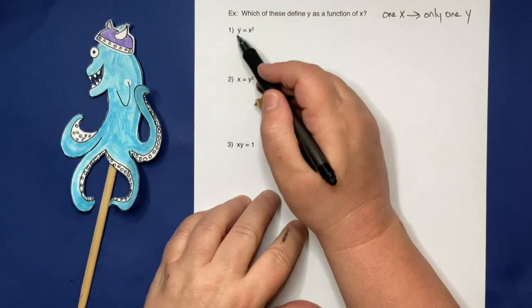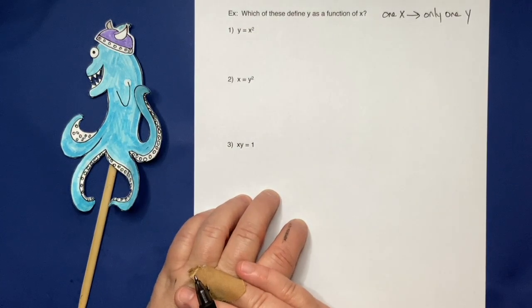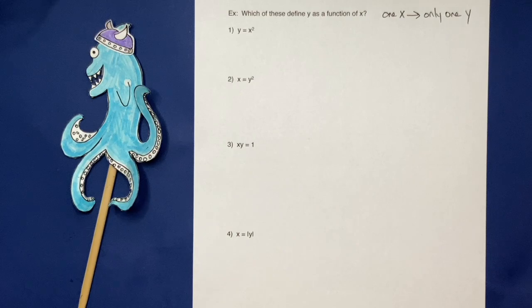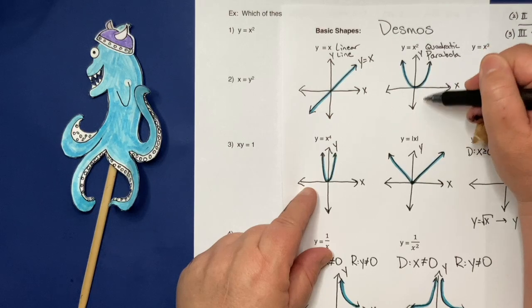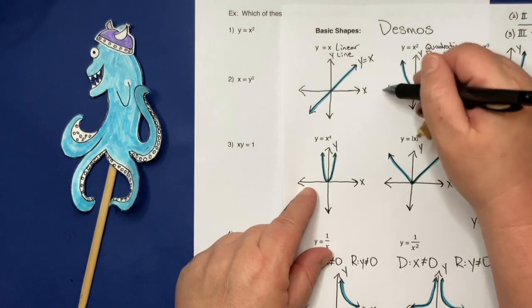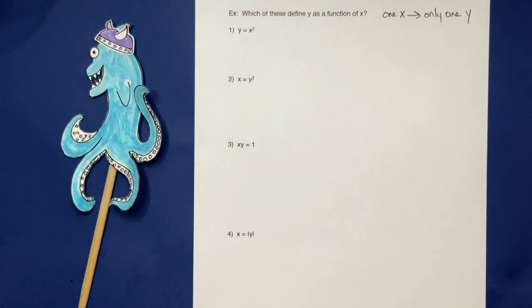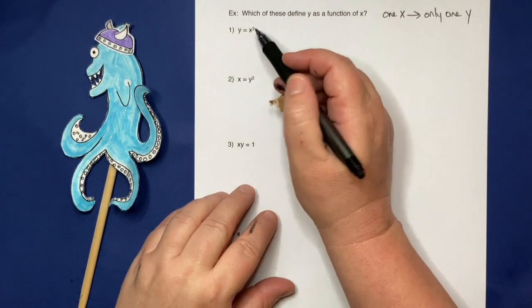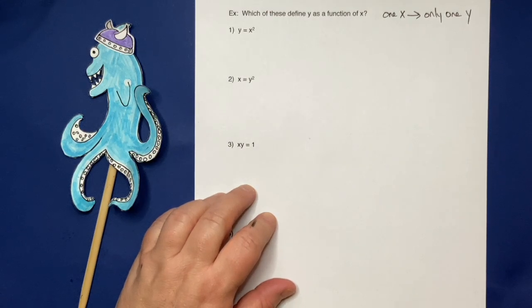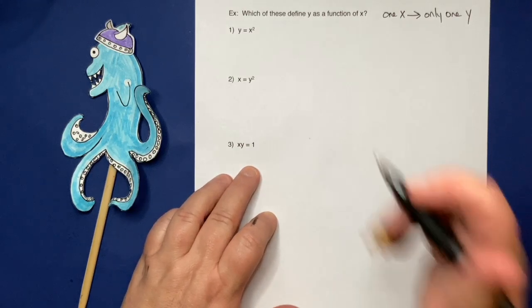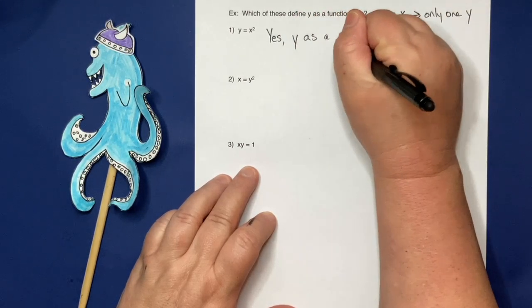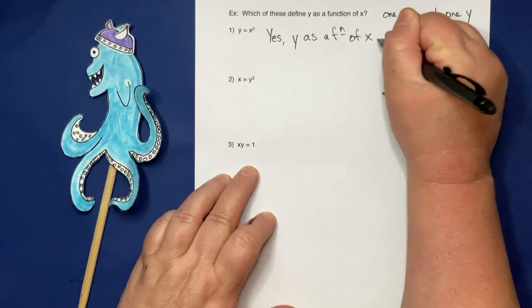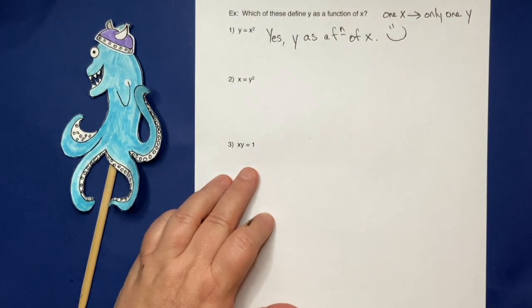So first one, y equals x squared. Okay, well, we already know this is a parabola. This is why knowing the graphs is helpful, because with the parabola, we can imagine the vertical line test and say, yeah, this passes. It doesn't bend back on itself anywhere. But I can also say, hey, what happens when you've got x equals 5? Y equals 5 squared. This is 25. So each x value corresponds to 1 y. Yes, this is a function. Y as a function of x. Woohoo!